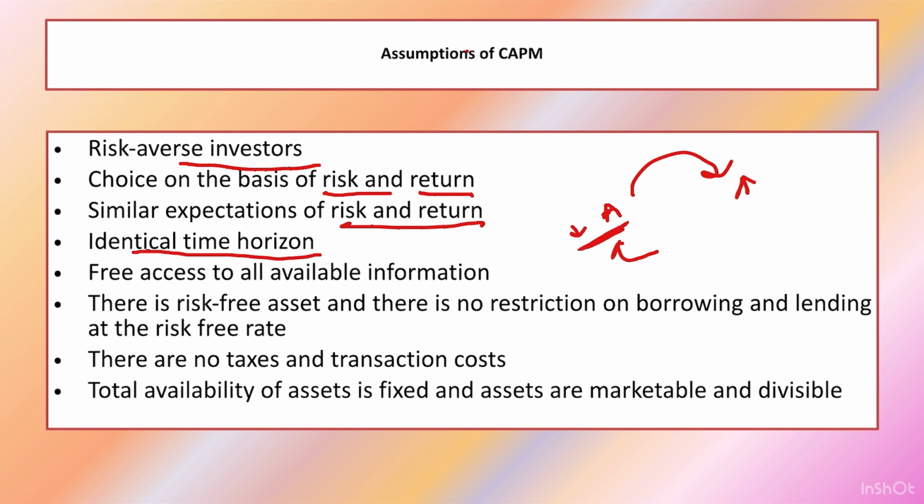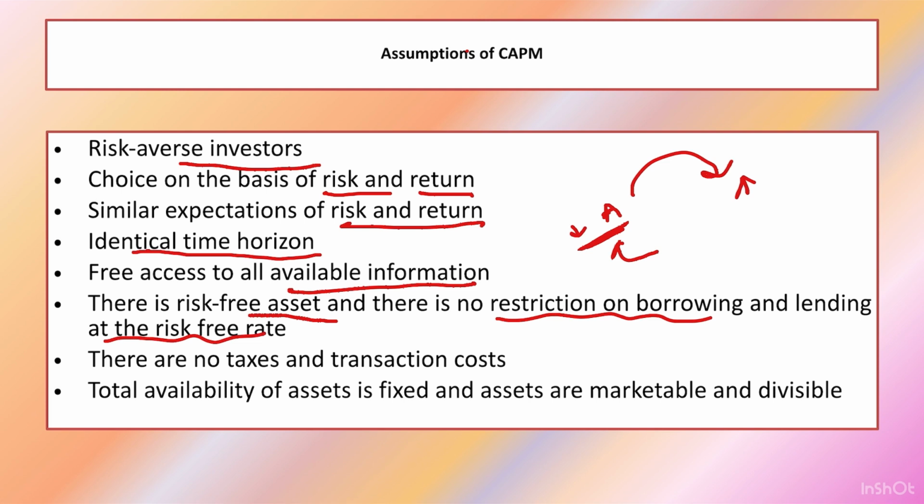The next important assumption is free access to all information. Now, what does this mean? The information is equally accessed by all the investors, and no investor has access to any special information that can influence the securities prices in the market, right? Everybody has the same level of information, and nobody has any special information that can influence the prices of the security.